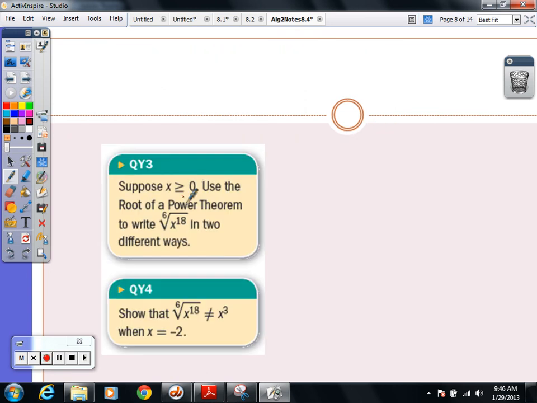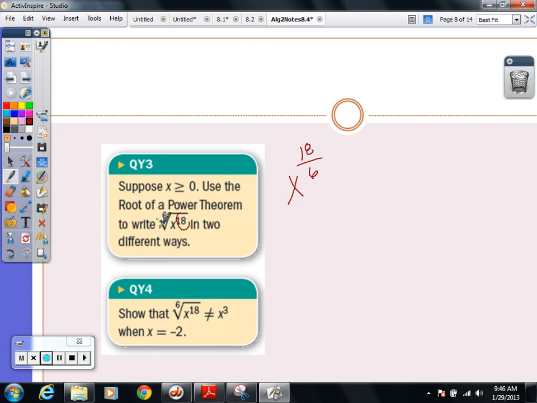So here's an example. Suppose that x is greater than 0, because they had to say that in order to take it from a radical to a rational exponent. Use the root of a power theorem to write this in two different ways. Okay, so that's going to be x to the 18th over 6. That's one way we can write it.